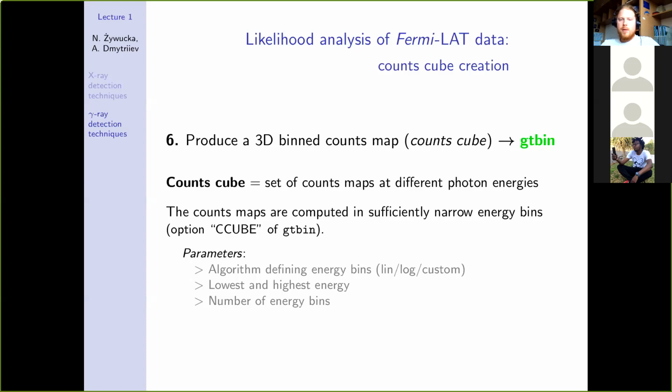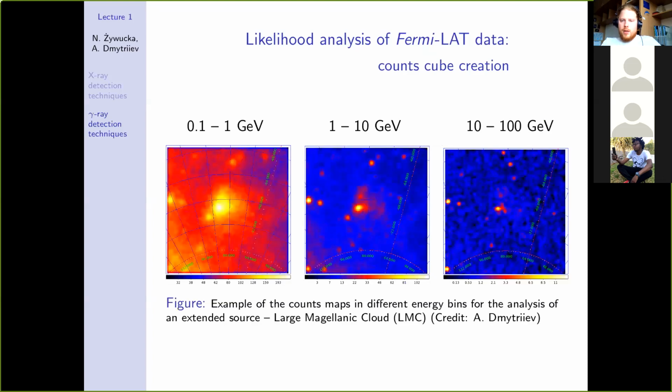Again, GTBin, but with a specific argument, CCUBE, counts cube. It will produce these maps for your bins. So you specify the binning. You want linear binning or logarithmic or even custom from a file. Obviously the lowest and highest energy and the number of bins. So this is an example of how this looks.